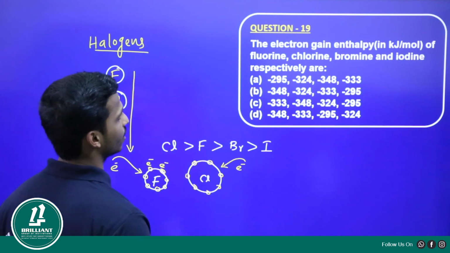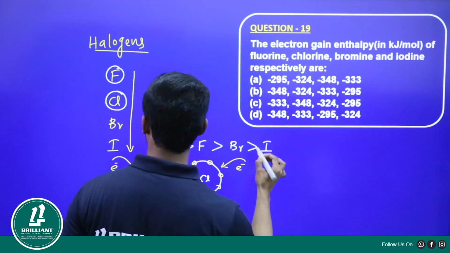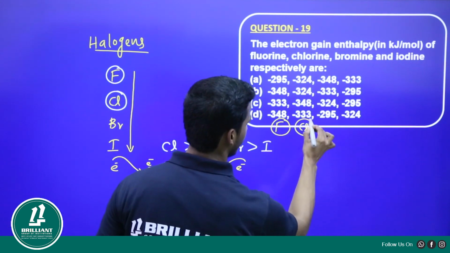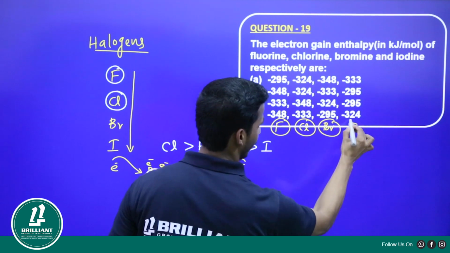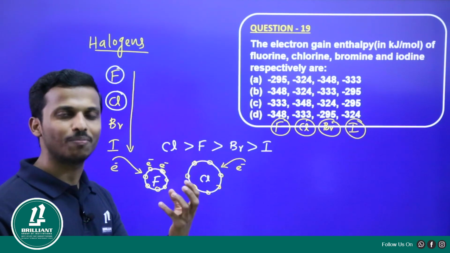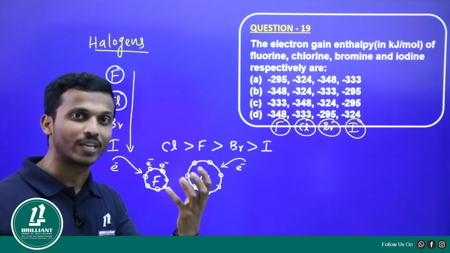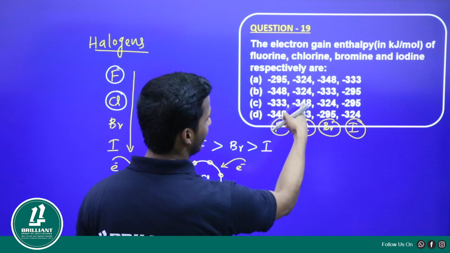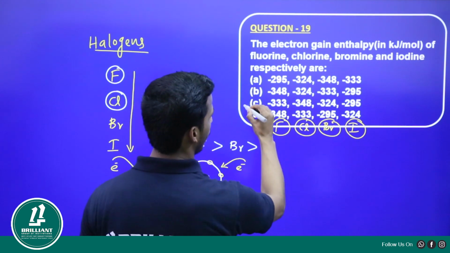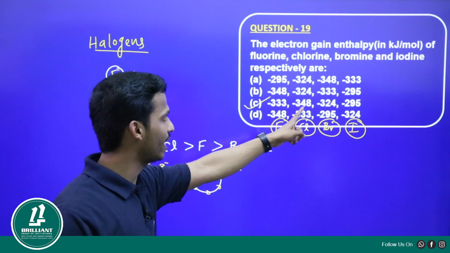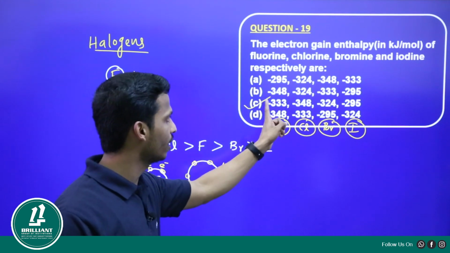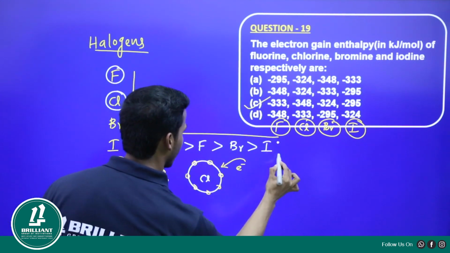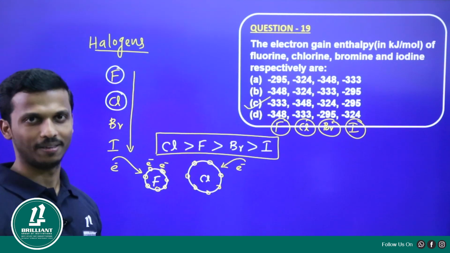So in which case, here they given, the first one corresponds to fluorine, this is for chlorine, this is for bromine and this is for iodine. And in which case does chlorine possess the greater negative electron gain enthalpy? You can see that greater negative value for chlorine is possessed by option C, minus 348, greater negative value, then fluorine, then bromine, then iodine. That is the correct order of electron gain enthalpy in the halogen family.